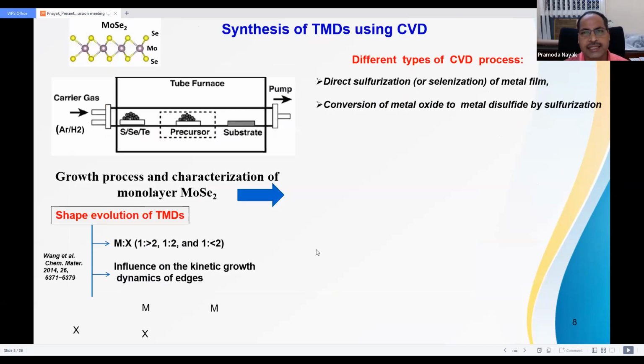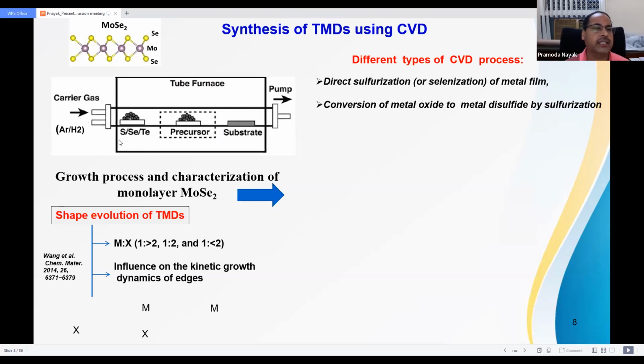And coming to the synthesis of TMDs using CVD, this is a schematic of the CVD setup. Here you have two zones: one is the high temperature zone and the other is the low temperature zone. In the high temperature zone, you can put some precursor powder like molybdenum oxide or tungsten oxide. Here you can put all the chalcogen powder like sulfur, selenium, and tellurium. Then we use carrier gas like argon, and this is the hydrogen gas.